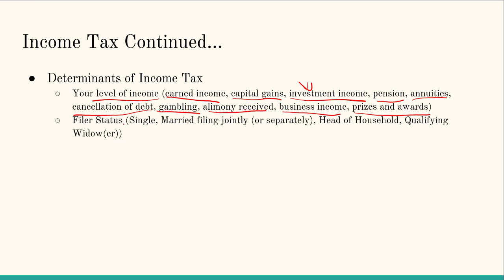Also, your filer status. So there are certain tax advantages to being married or in a domestic partnership or a head of a household. So basically, we're going to see this in numbers later, but a single person is going to end up paying more tax for the same amount of income. A married person, there's two different ways to file.